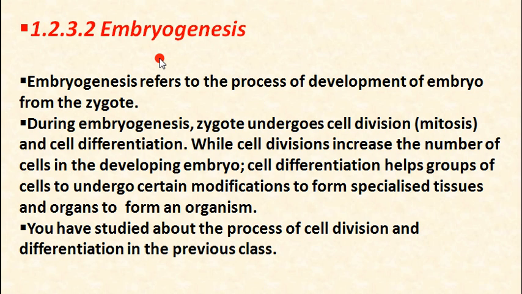Here mitosis will take place and the cell differentiation. Cells will differentiate depending on their function. While the cell division increases the number of cells in the developing embryo, cell differentiation helps the groups of cells to undergo certain modification. Okay, so during this cell differentiation, the cell modification also is there, because the cell has to form depending on its function. So different functions of cells are there.